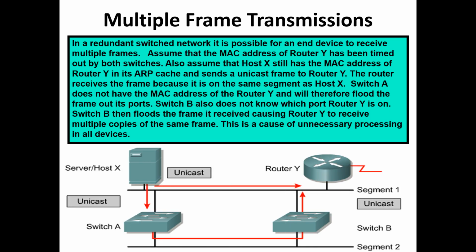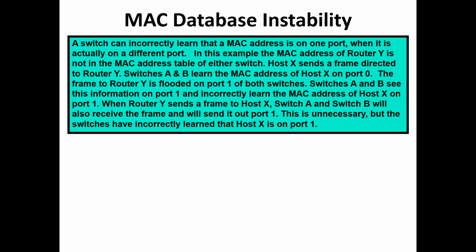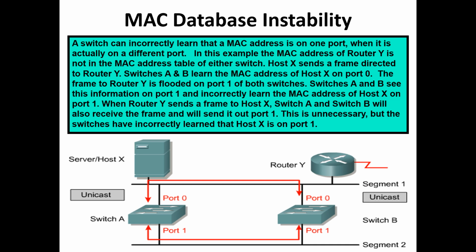And now let's see what is MAC database instability. A switch can incorrectly learn that a MAC address is on one port when it is actually on a different port. In this example, the MAC address of router Y is not in the MAC address table of either switch. Host X sends a frame directed to router Y. Switches A and B learn the MAC address of host X on port 0. Right, we are taking this example.